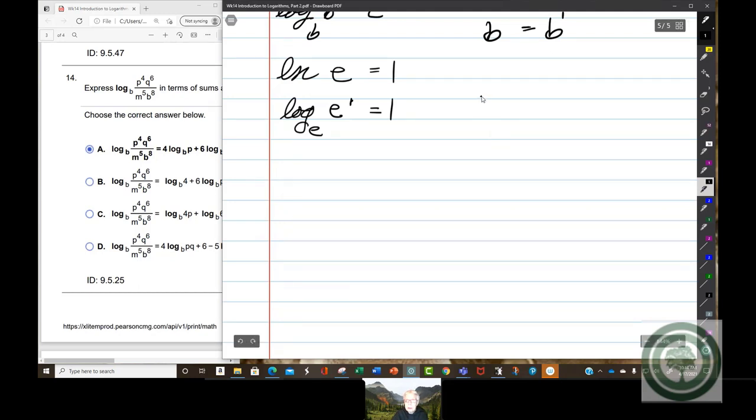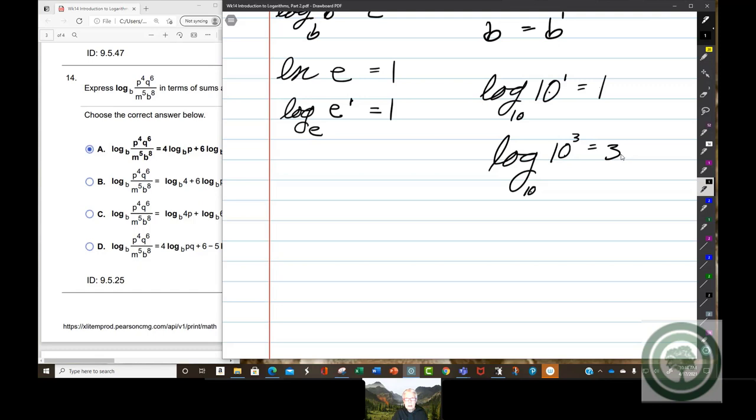And how about log of 10? That equals 1. How do I know? Because the base is 10. When these two numbers are the same, the answer is 1. On the other hand, if we're asking about log of 10 to the third, the answer is 3, because the 10 and the 10 are the same, so the answer is the exponent. It's pretty cool.